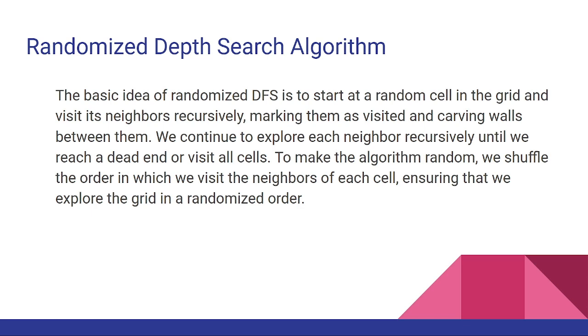Today I want to talk to you about a randomized depth first search algorithm. I implemented a maze using maze generation. The basic idea of randomized DFS is to start at a random cell in the grid and visit its neighbors recursively, marking them as visited and carving walls between them. We continue to explore each neighbor recursively until we reach a dead end or visit all cells. To make the algorithm random, we shuffle the order in which we visit the neighbors of each cell, ensuring that we explore the grid in a randomized order. Continue to next slide.